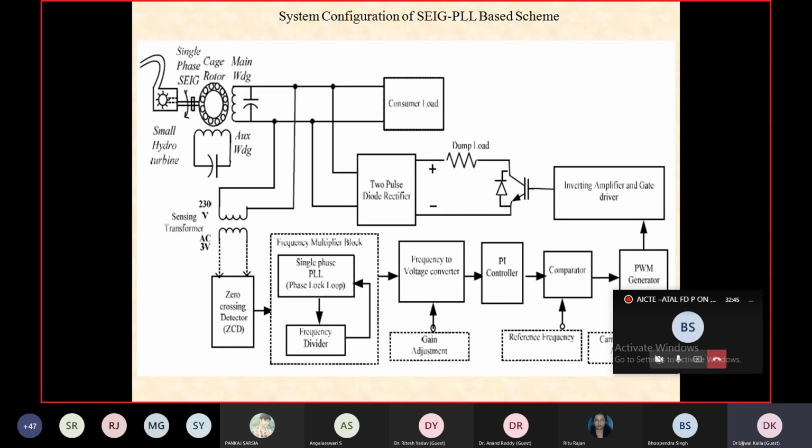So here what we did, we have removed a capacitor from the output of this single phase diode rectifier so that this dump load system becomes linear. In previously reported systems, people were using a big size capacitor in the output of the diode rectifier, and that was causing total harmonic distortion of approximately 30 to 40%. But in this system we have removed that capacitor.